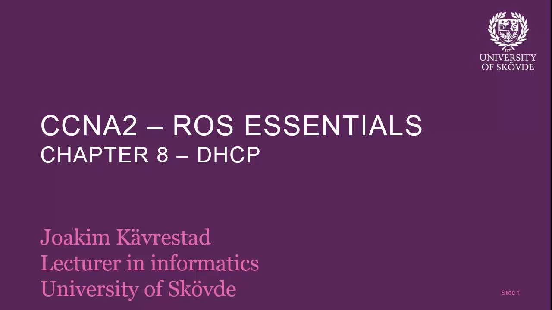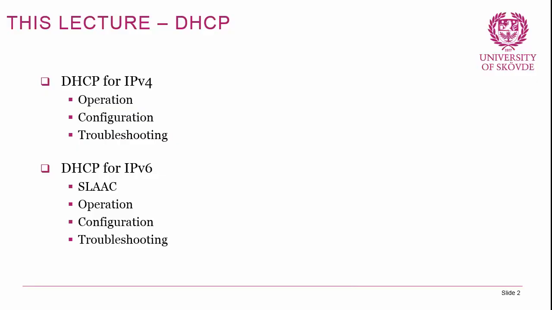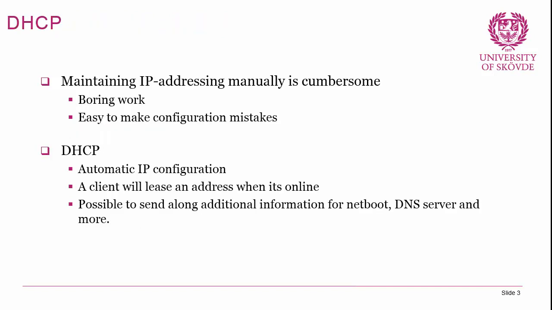And the topic that we reached today is Dynamic Host Control Protocol, or DHCP. So what we're going to do is look through operations, configurations, and troubleshooting for DHCP for IP version 4 and version 6. We're also going to look at SLAAC in IPv6, which is a way to automatically assign IPv6 addresses without even using a DHCP server. So let's dig right into it and look at DHCP for IPv4.